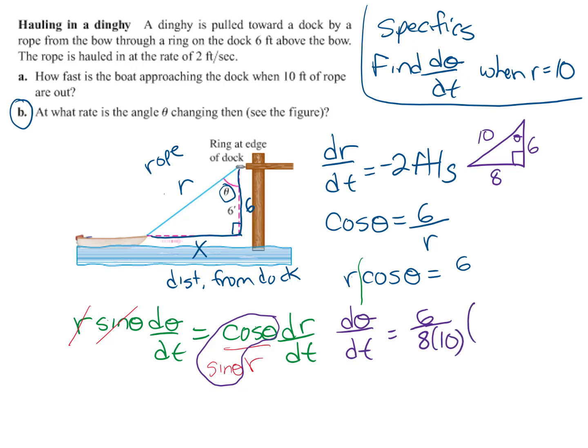And then we also need to have, we're dividing by that R, and that R was 10. And then we have dr/dt, and dr/dt was negative 2. So now we can just compute that, and we're going to round to 2 decimal places, and we get negative 0.15, and this will be in radians per second.